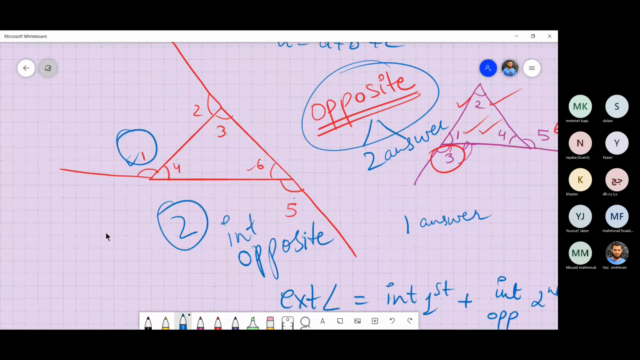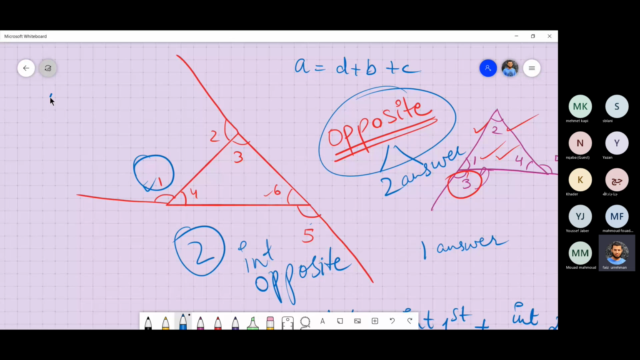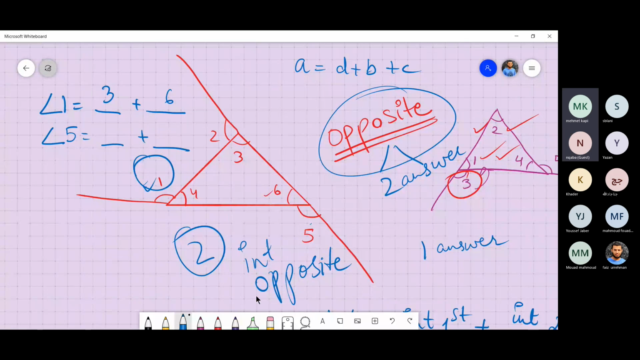That means, coming back to this question, angle 1 should be equal to which angle plus which angle? 3 and 6. 3 plus 6, exactly. Okay. What about angle 5? Angle 5 will be equal to which angle plus which angle? 3 plus 4. Jad, angle 5 will be equal to which angle plus which angle?